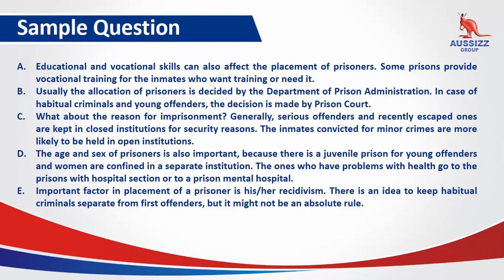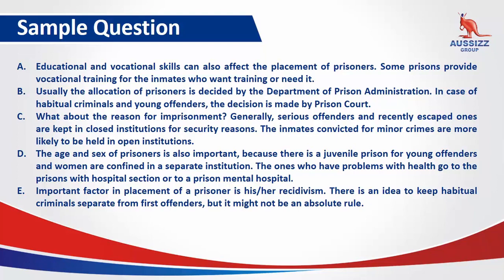Education and vocational skills can also affect the placement of prisoners. Some prisons provide vocational training for the inmates who want training to receive it. Now, "can also" seems to imply that this is not going to be the first sentence. Usually the allocation of prisoners is decided by the Department of Prison Administration. In case of habitual criminals and young offenders, the decision is made by the prison court. "Usually" implies that there was some other topic that was generally preceding this in order to bring this one up.